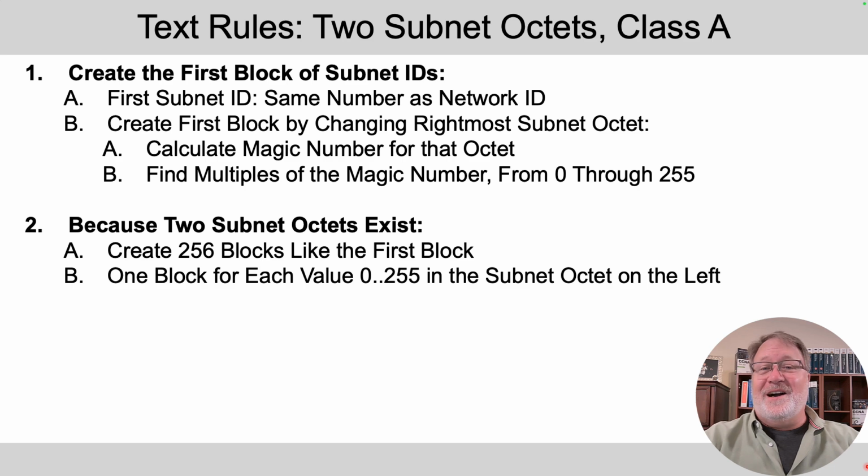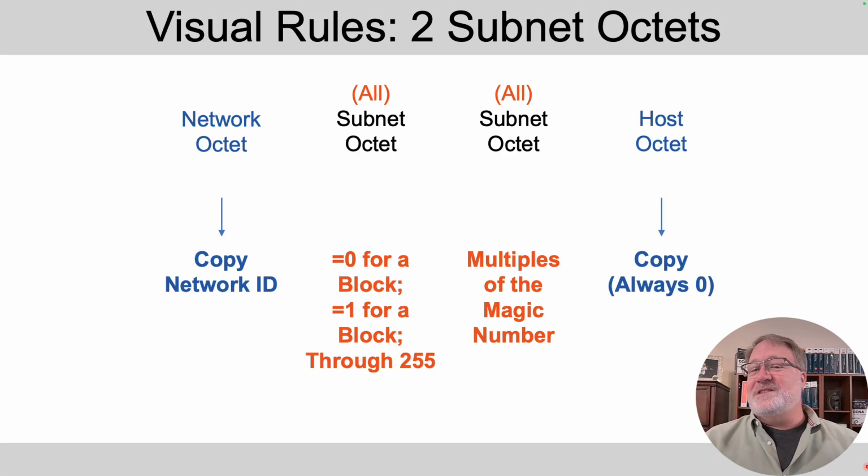So here's a revised written version of the process to accommodate the fact that we've got multiple subnet octets, but I'm not going to teach from this written version. It's here for your reference. I'm going to instead show you the example. So let's do the easy parts first. In the network and host octets, we're still just going to copy. All right, going to copy the network ID, copy the host octet.